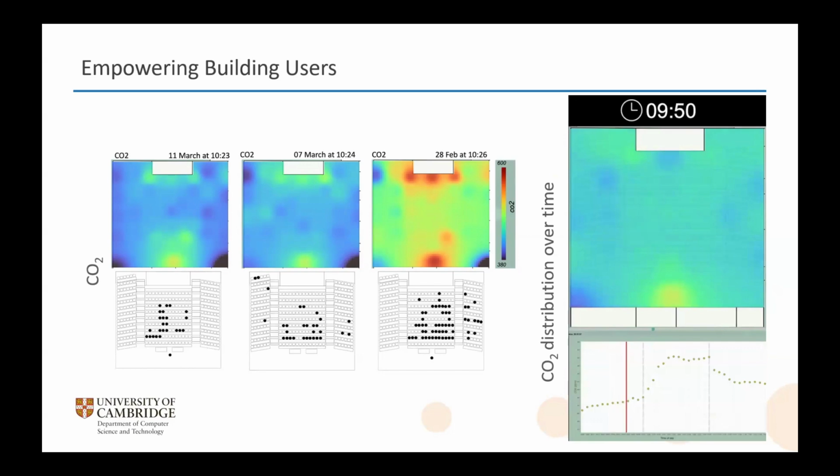And this is a video of CO2 changing during the span of a lecture. As the lecture begins, CO2 tends to rise very rapidly within minutes, then it plateaus, and it basically stays there until the lecture ends. So this was one of the communication tools we used during the pandemic to tell people that they should not be sitting close together and that they should not be sitting at the back.